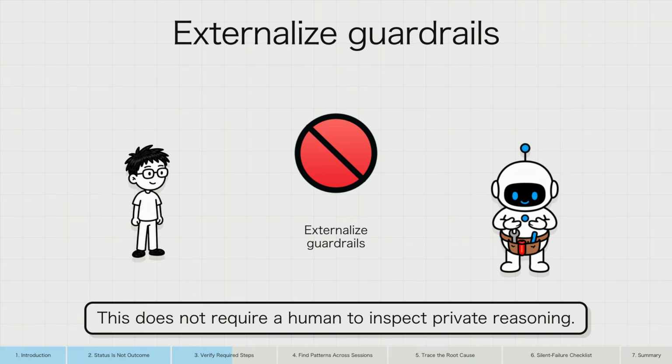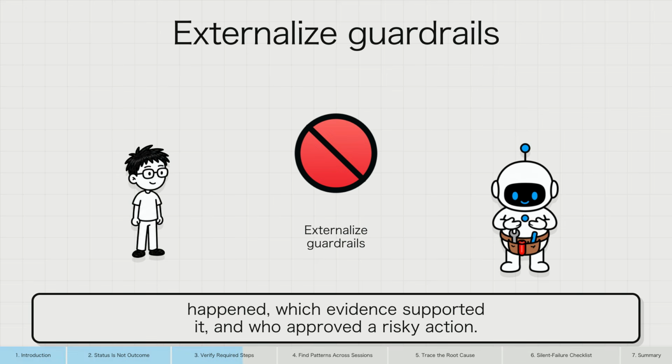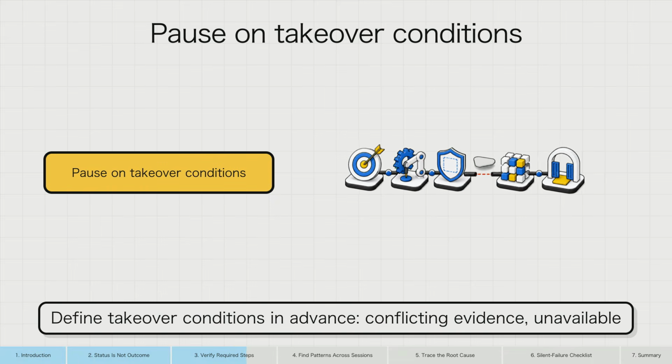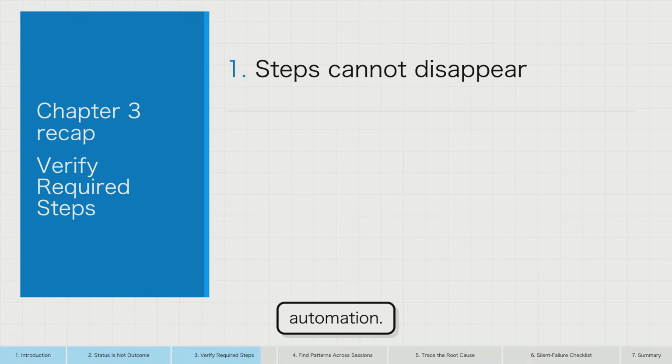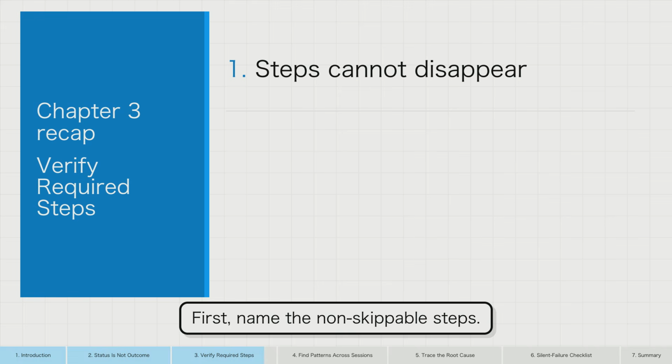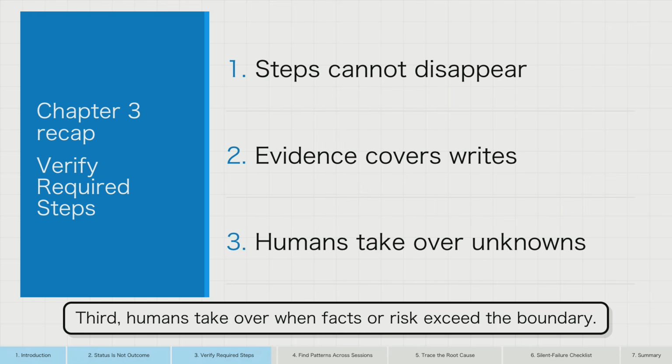This does not require a human to inspect private reasoning. It externalizes a few essential guardrails so the record answers what happened, which evidence supported it, and who approved a risky action. Define takeover conditions in advance. Conflicting evidence, unavailable tools, insufficient permission, or an irreversible result should pause automation. Chapter recap. First, name the non-skippable steps. Second, tools, approvals, and rights need evidence. Third, humans take over when facts or risk exceed the boundary.